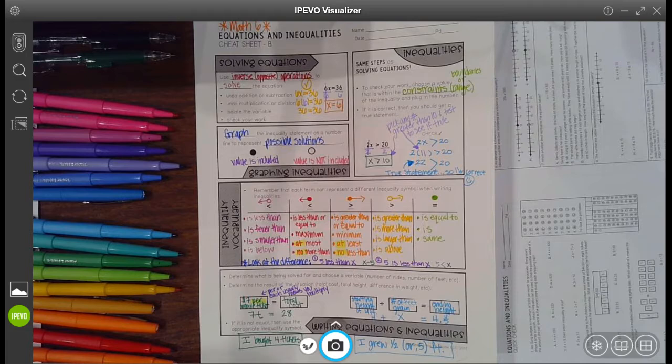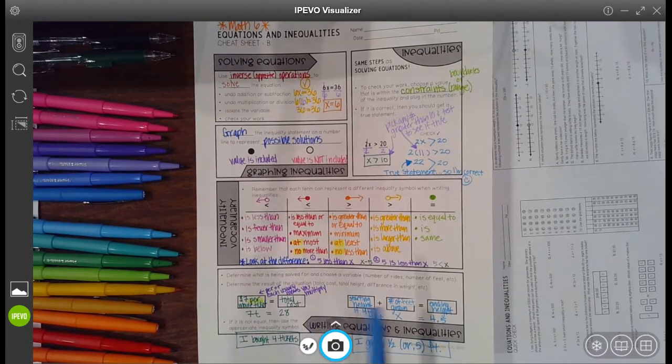Okay, for the last one, it basically asks you to come up with your own type of equation. And so you got to come up with a scenario. It said, what are you solving for? And then choose a variable to represent it. Are you talking about the number of rides, number of feet, anything you want? And then determine the result of the situation that you came up with. The total cost, the total height, the difference in weight, anything you want.